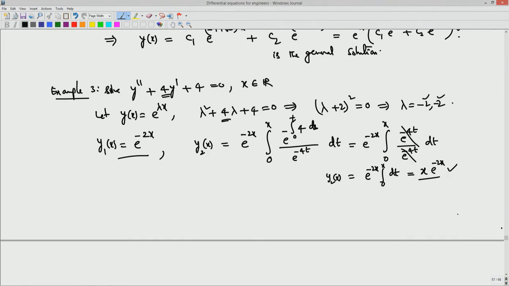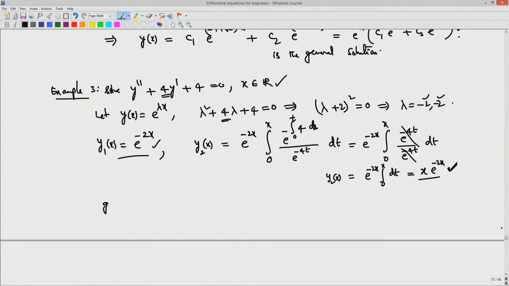You can clearly see the pattern. If you have repeated roots, one solution is e^(-2x), and the other solution is simply multiplication with x. One solution is this, and the other, if the roots are repeated, is simply x times that, which will be a solution.